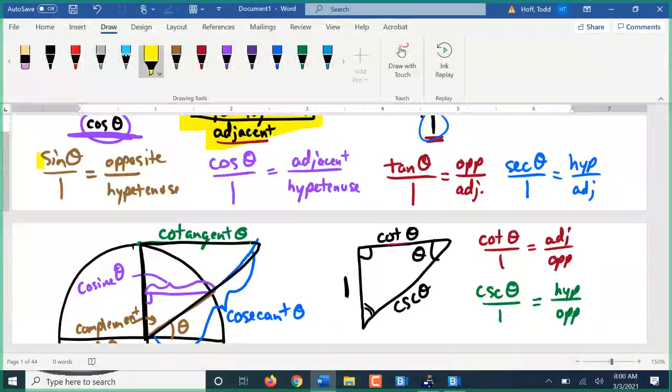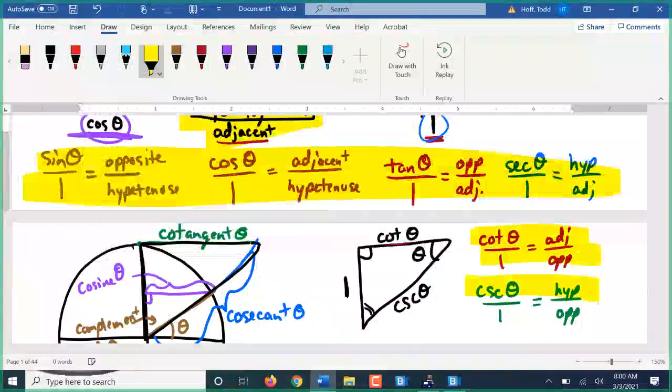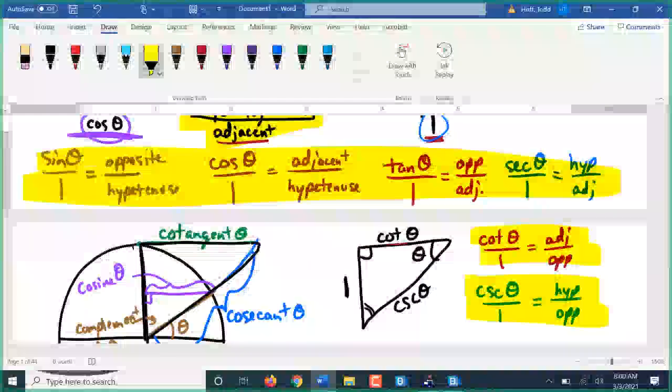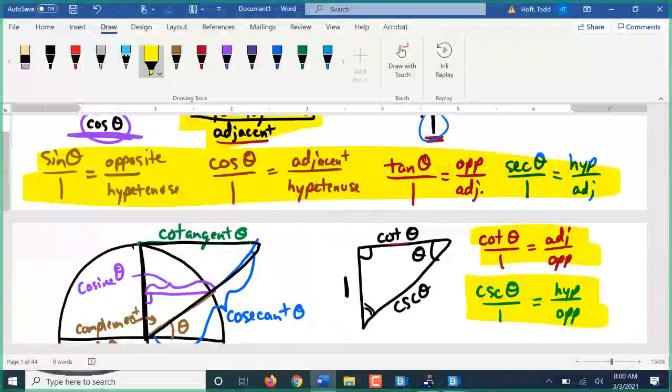What I have up here, these 6 trig functions should be written down somewhere in your notes where you can get at them pretty quickly. I'd recommend recopying them in the back page of your notebook or something because you're going to be referring back to them often. And I'm going to point out some things now that make it pretty handy.